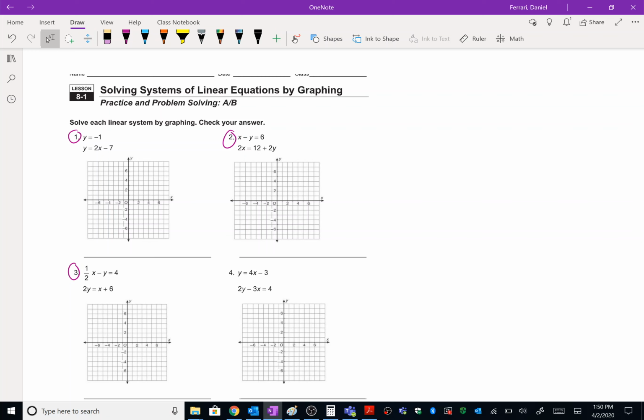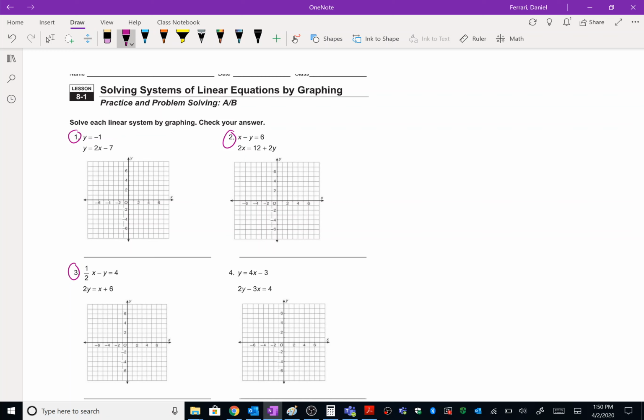All right, so let's take a look at problem number 1. So I'm actually going to skip for just a sec. We'll come back to it. I'm going to skip this first one. It's a little bit different. It's kind of odd compared to the other ones. But this second one is basically in perfect slope-intercept form.